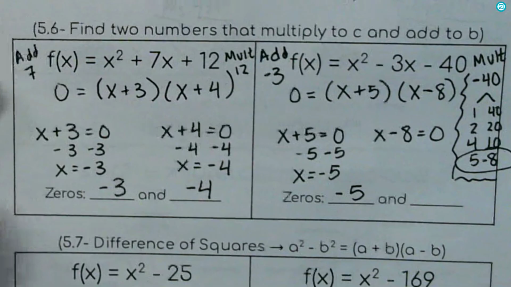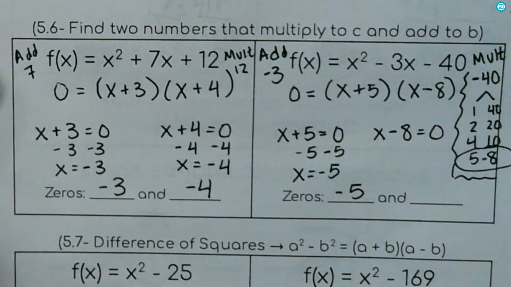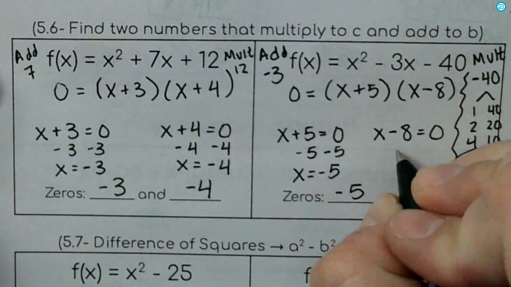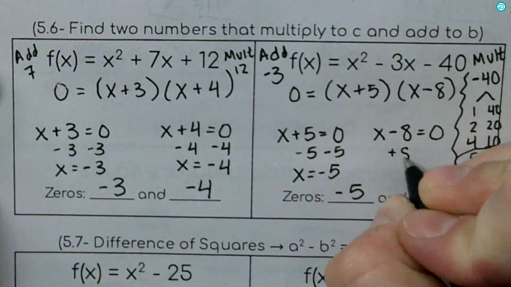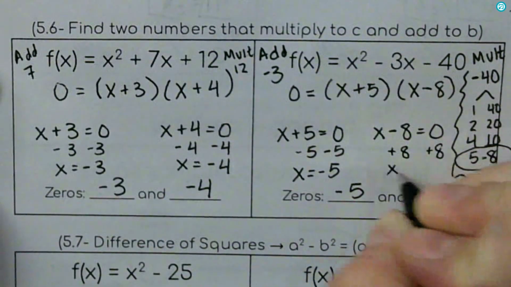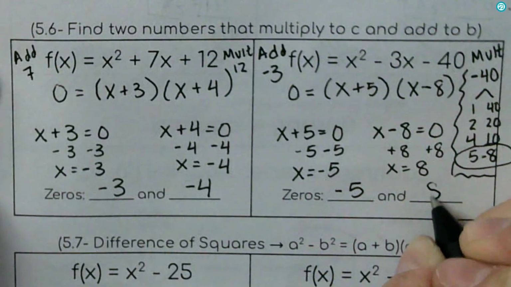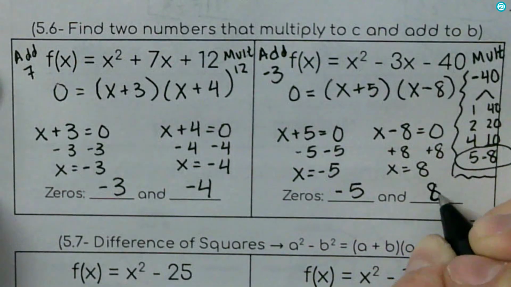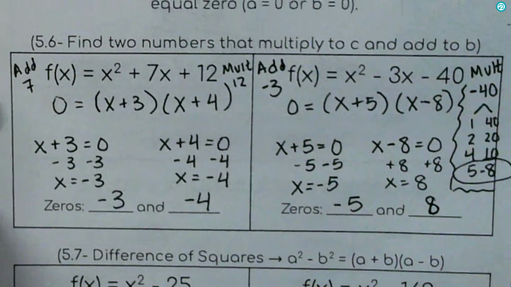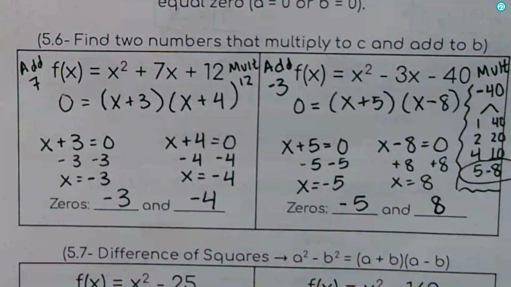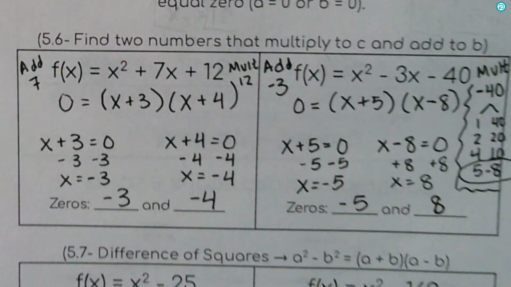For x minus 8 equals 0, in order to solve for x, we'll have to add 8 to both sides. So we'll get x equals 0 plus 8, so positive 8. That's going to be my other 0, or x-intercept, or solution, or whatever you want to call it. I wrote zeros on my blanks because that's the shortest of those. Alright, I want to take a moment to show you guys.